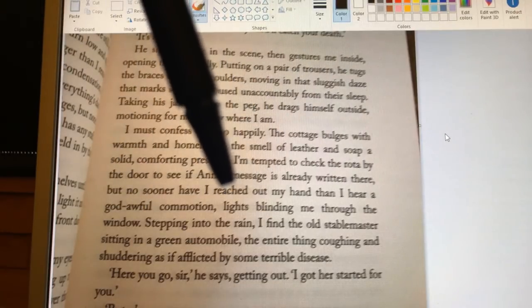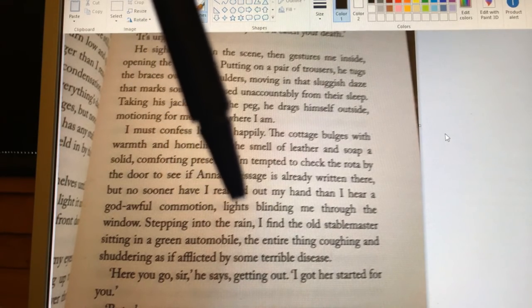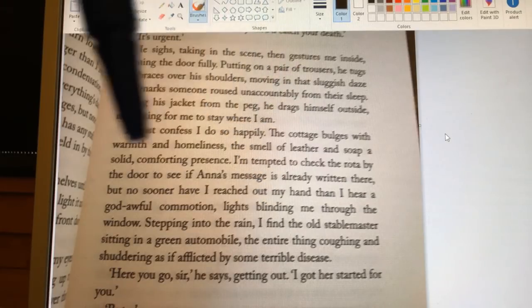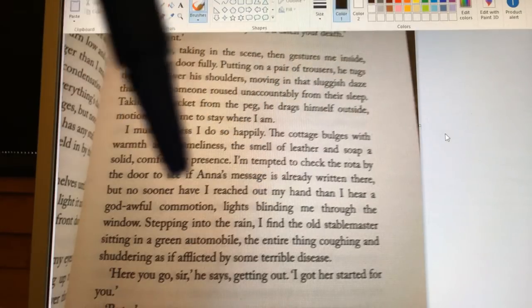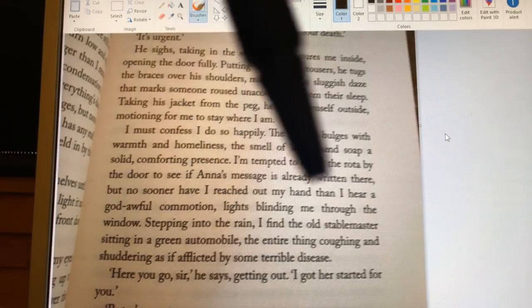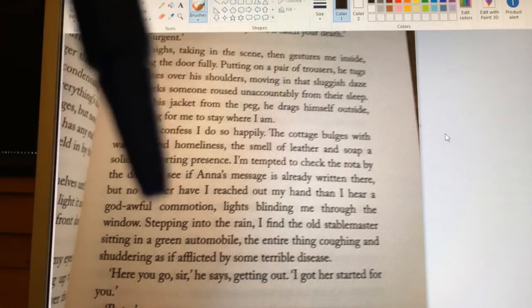So look out for absolute phrases. The way to spot them is comma and then noun and then modifier, which might be a participle, it might be a prepositional phrase describing the noun, or it might be a noun phrase in apposition like we had here, the smell of leather and soap, a solid comforting presence. Or it might even be just an adjective that comes after the noun, modifying it. So it can be a lot of different things. Okay, come on to the next sentence.